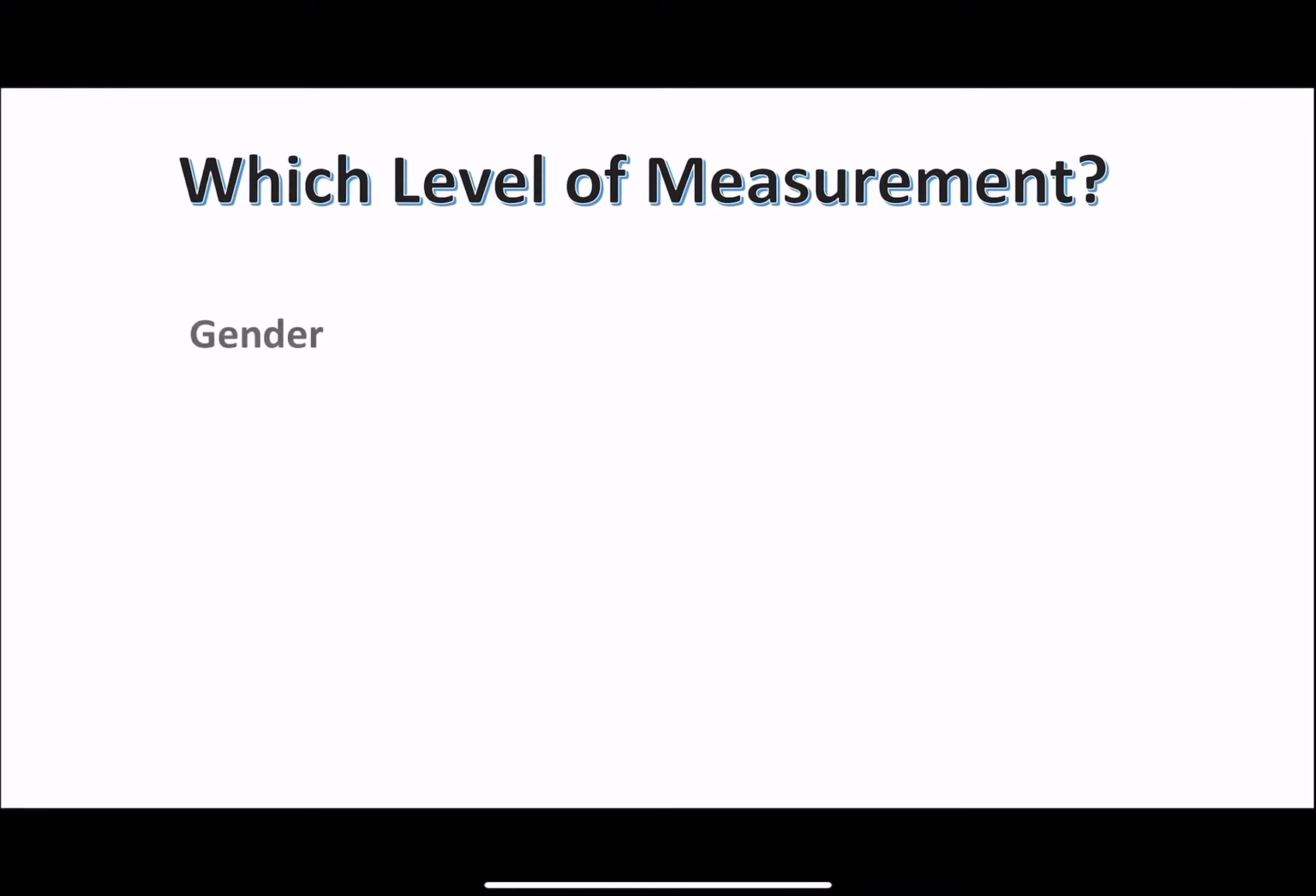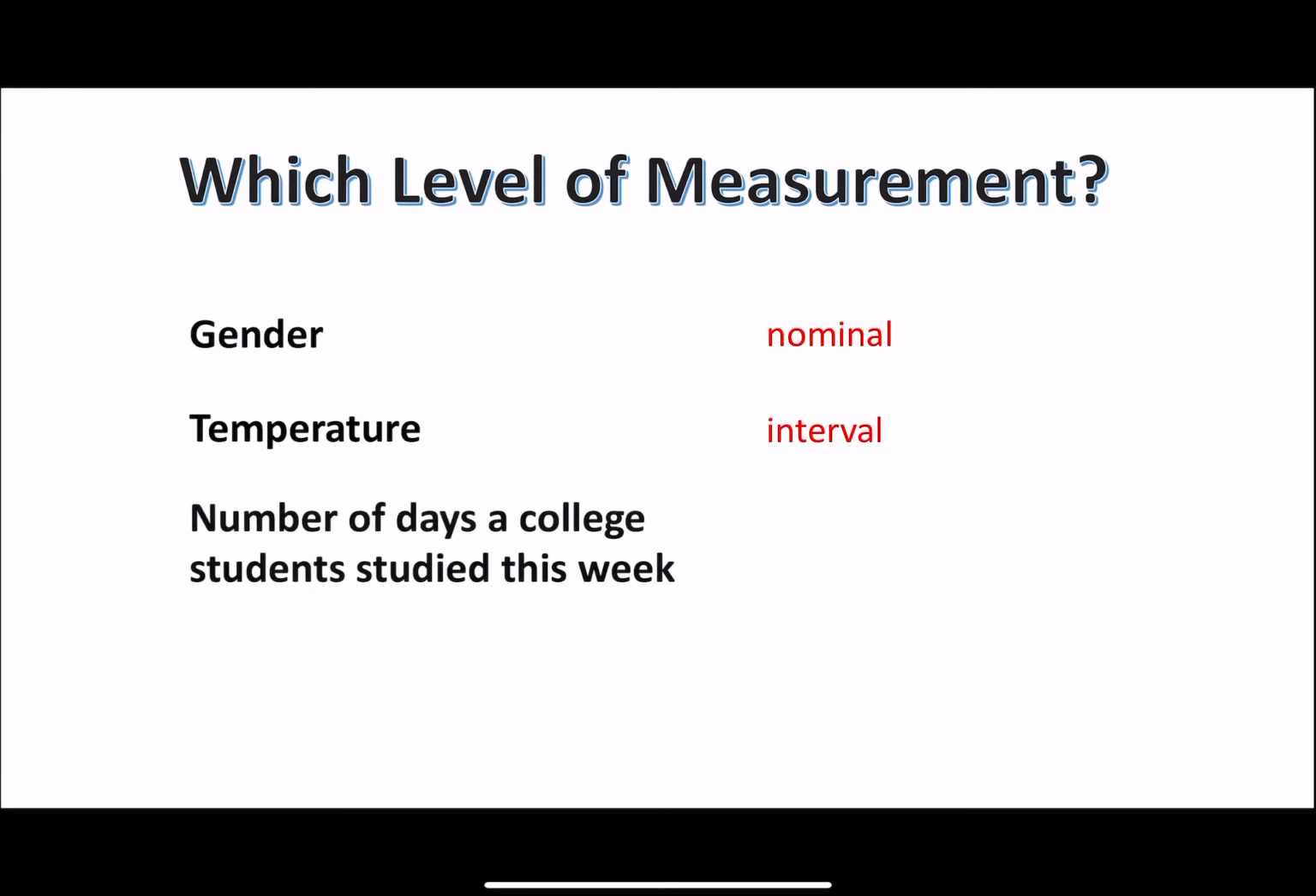So which level of measurement? Gender. Which level of measurement is gender? So gender is nominal because you don't order it or anything. It's just a characteristic. Temperature. Temperature is interval because the value of 0 doesn't mean anything. Plus, you wouldn't say that it is twice as hot as it was yesterday. Number of days a college student studied this week. That would be ratio because the value of 0 does mean the absence of quantity. Plus, you can study twice as much as somebody else.